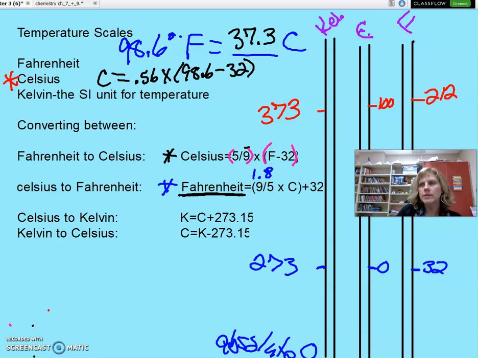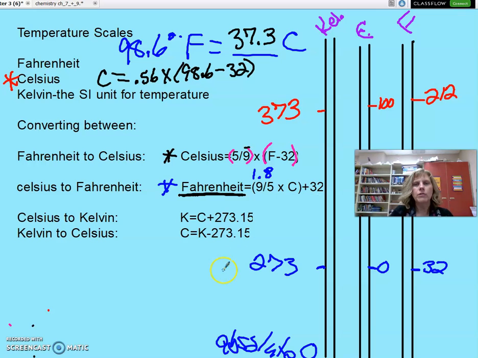Hello, chemistry students. I just wanted to give a quick little overview of how to do these conversions between the temperatures. Even though some of you already did this worksheet, it's simply plugging in of formulas.